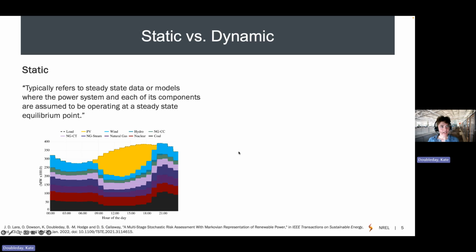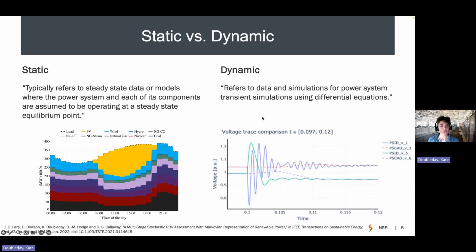That's differentiated from dynamic data. So we refer to dynamic data as the data required to enable transient simulations using differential equations. So common examples include small signal stability analysis to verify the power system will maintain stability in the few seconds following an unexpected fault or generator trip.